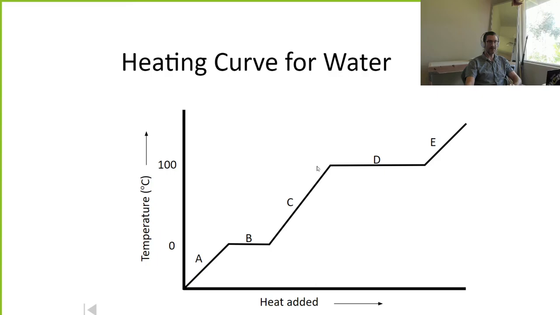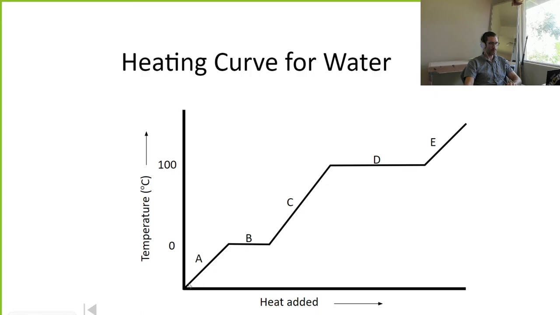Heat is the thermal energy and temperature is just the measure of it. Okay, so let's look at this. We have temperature on the y-axis. We have heat on the x-axis. So what's happening from A to B?